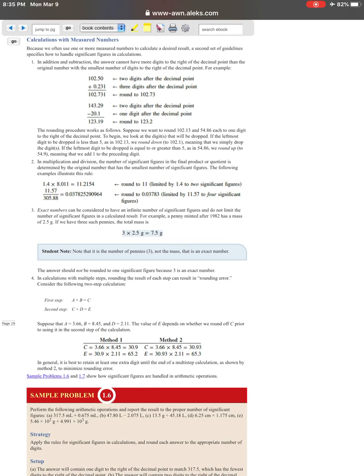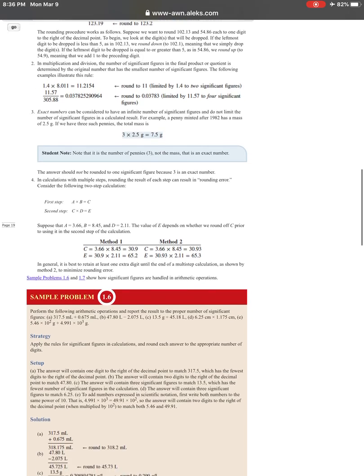Then you go back and you look. The one that goes the fewest digits past the decimal point is the 20.1. That goes 1 digit past the decimal point. So our answer has to go 1 digit past the decimal point. So you say, okay, 123.19, we're going to round it to 1 digit past the decimal point. Well, 19 gets rounded up to 2. So 123.2 goes 1 digit past the decimal point. Okay?